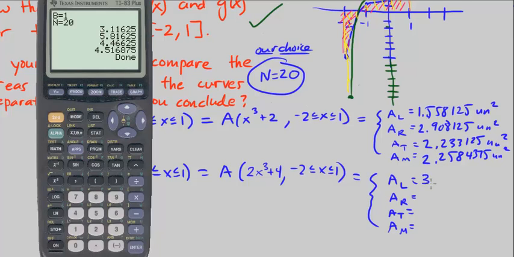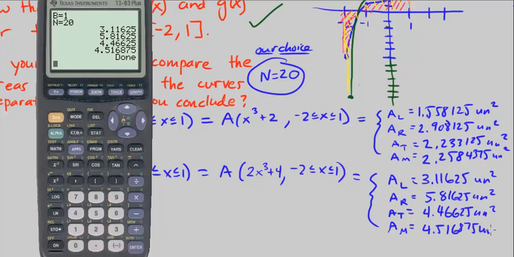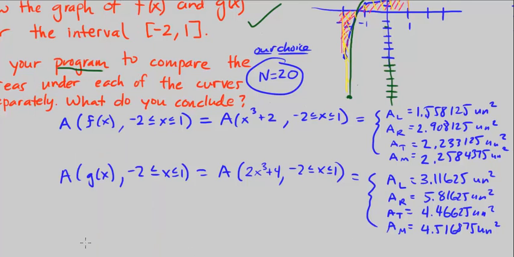So A sub L now is 3.11625 units squared. A sub R is 5.81625 units squared. A sub T is 4.46625 units squared, and A sub M is 4.516875 units squared. Okay? So now this is asking us, what do you conclude? We found both areas for each of the curves between -2 and 1.